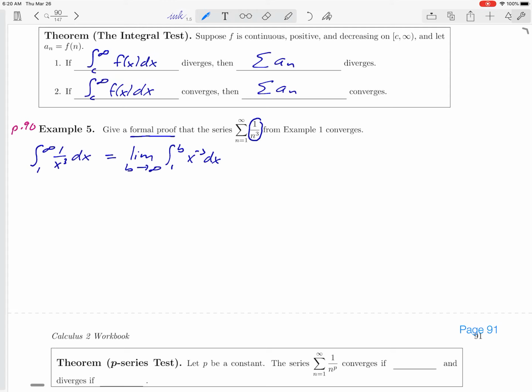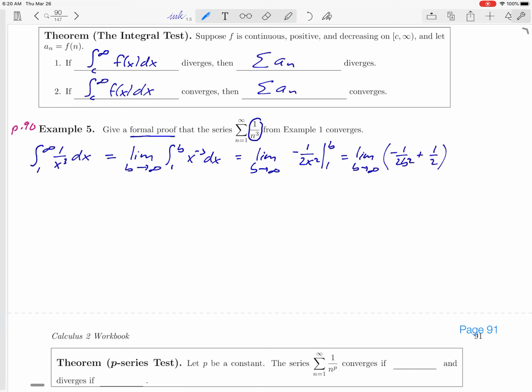So we take an antiderivative of x to the negative 3, we're going to get x to the negative 2 over negative 2, which I'm going to go ahead and rewrite as just negative 1 over 2x squared. That's going to get evaluated from 1 to b. Continuing, if we plug in our limits, that's going to give us negative 1 over 2b squared for the first one, minus a negative is a plus 1 over 2 times 1 squared, which is just 1 over 2.